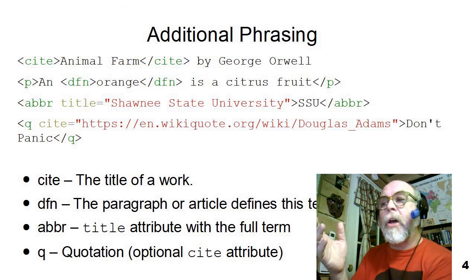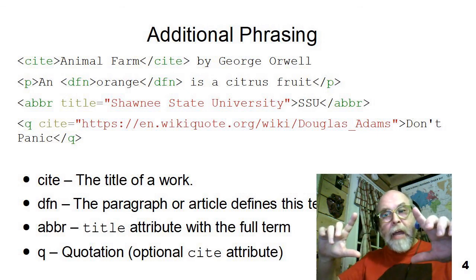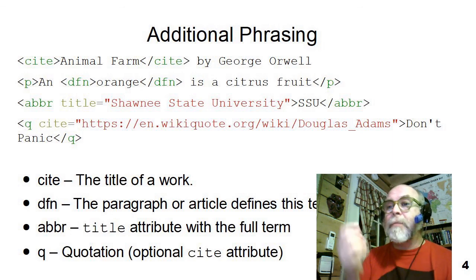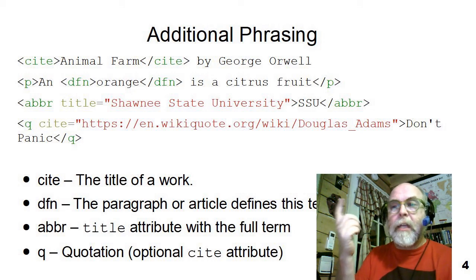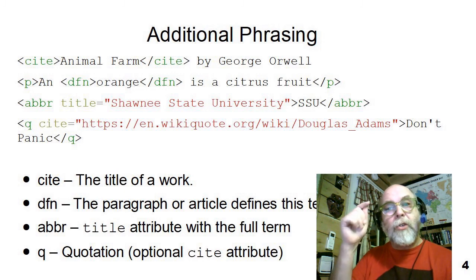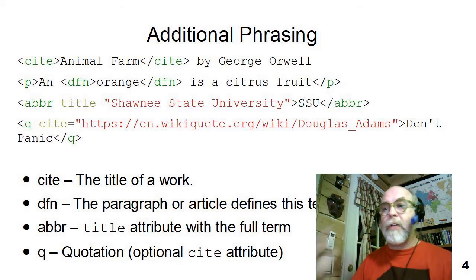And then the last one I want you to know is the Q tag. The Q tag is used to wrap around quotations. If you've got a quotation, put it in the Q tag. So, for instance, one of my favorite quotations is "Don't panic." It comes throughout the book Hitchhiker's Guide to the Galaxy by Douglas Adams, and so you can see that I've included a cite attribute within the Q tag. The cite attribute is a link to a web page, a link to a source somewhere that says what that's a quotation from, so that people can go straight from your quotation out to the source. So cite, DFN, ABBR, and Q for a citation, for a definition, for an abbreviation, and for a quotation.